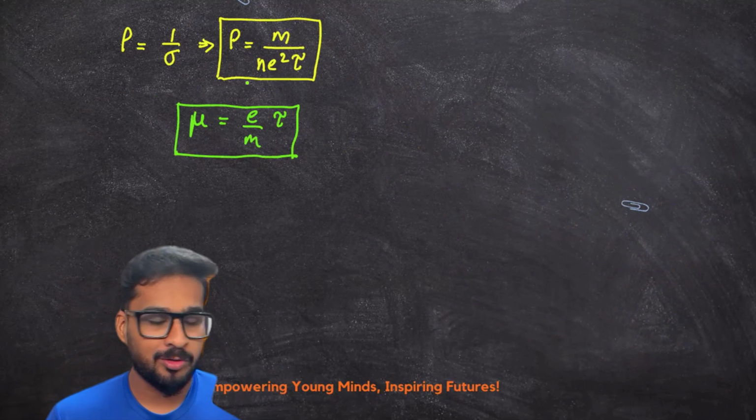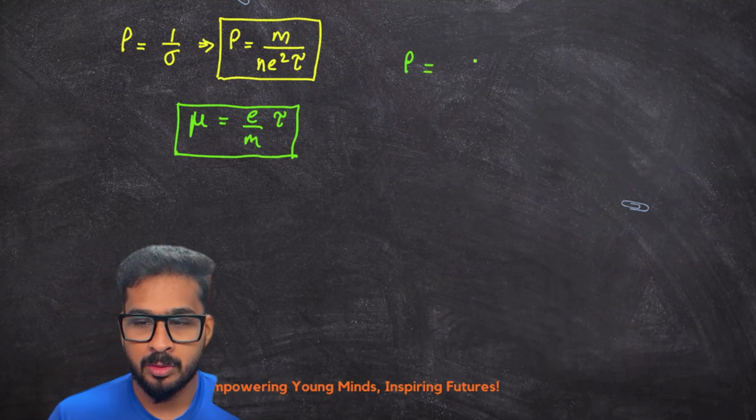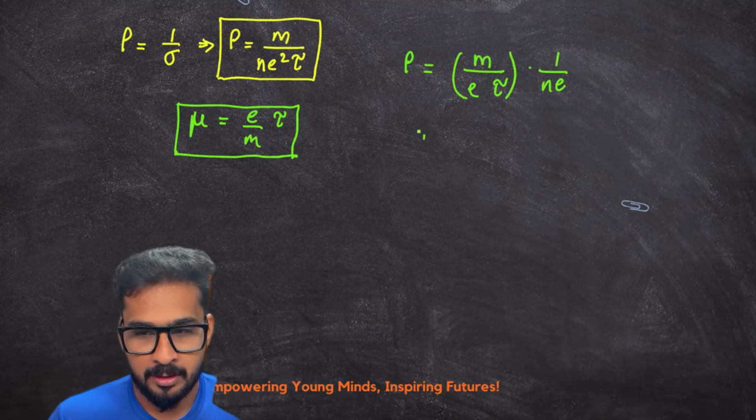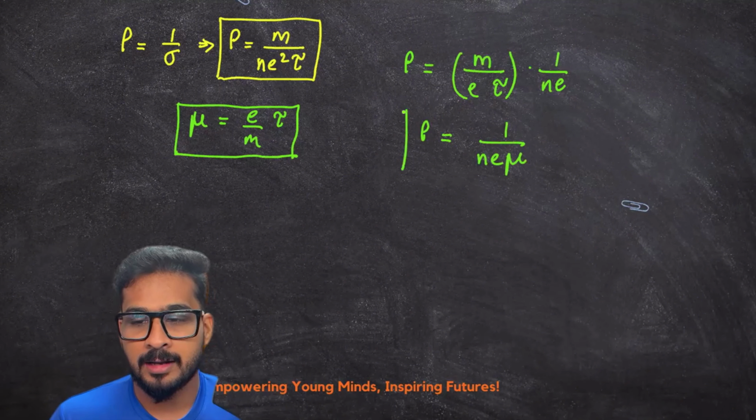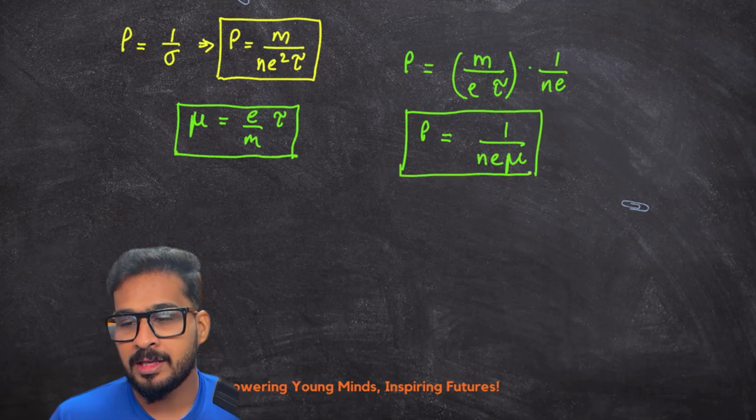So combining these both formulas, rho is equal to m by e tau into 1 by n e, which can be written as rho is equal to 1 by n e into mu. This is another expression of resistivity in terms of mobility. So in this video, we have seen the derivation of drift velocity, the vector form of Ohm's law, the mobility expression, the resistivity expression, and the relationship between mobility as well as resistivity.